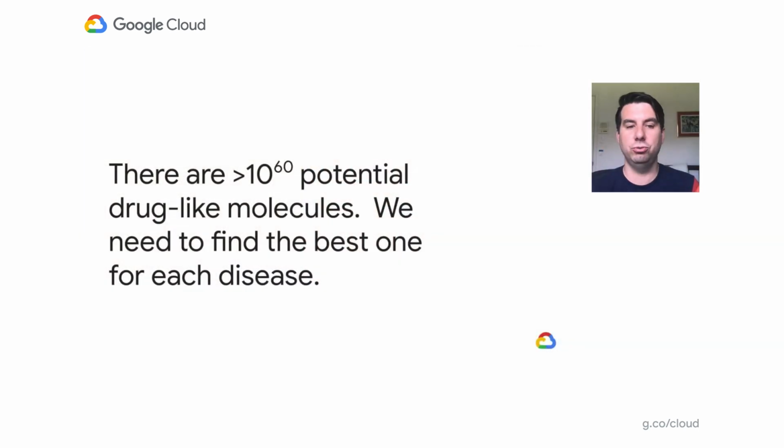So let's jump in with this big crazy number. There are more than 10 to the 60 potential drug-like molecules. Some estimates go all the way up to 10 to the 100th or 10 to the 120th. That is just an astronomically big number. By some estimates, it's more potential drug molecules than there are atoms in the entire universe, which is hard to even fathom. And we need to find the best one for each disease. That's a little bit strong. It doesn't have to be the absolute best one, but we have to find a really, really good one for each disease. And when you're looking at that many potential drug-like molecules, it's an incredibly daunting task.